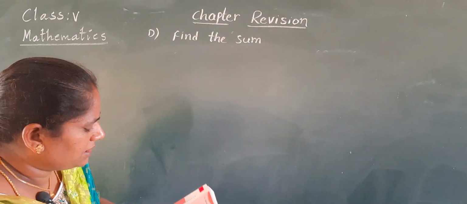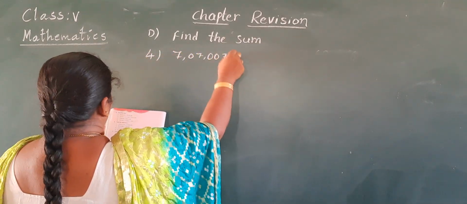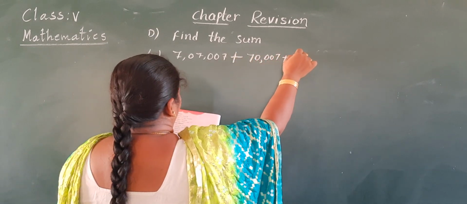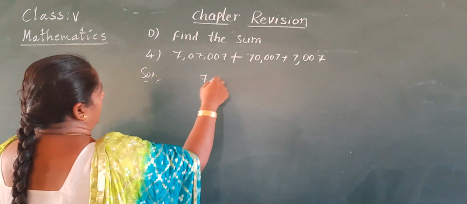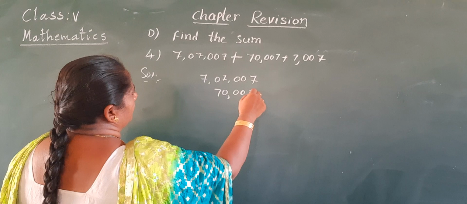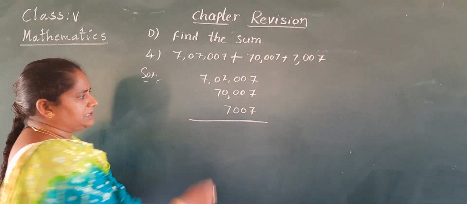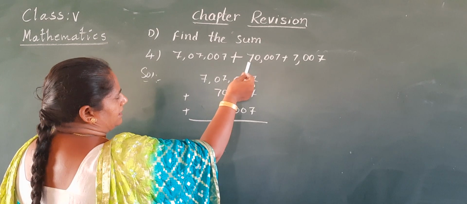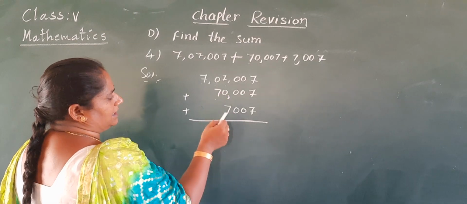Now, fourth sum. 7,07,007 plus 70,007 plus 7,007. So 7,07,007, 70,007, 7,007. Here you must be very careful while arranging the numbers according to their places. It is lakhs place, but this is 10,000s, so you should write under the 10,000s only. It is thousands, so you write under the thousands place.